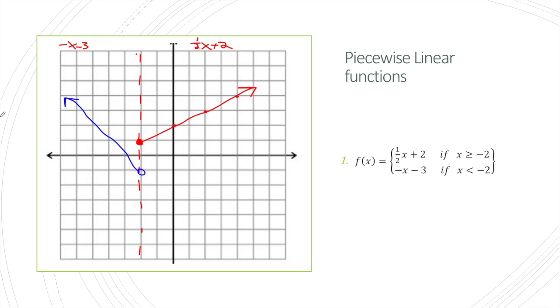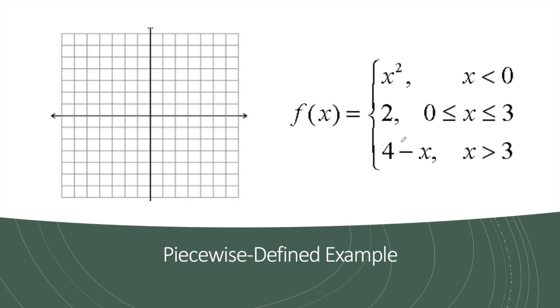This one was really nice. It broke my domain up into 2 chunks, okay? The next one is going to break our domain up into 3. So let's take a look at this. When x is less than 0, I have x squared. Okay, so on this interval, from when x is less than 0, here's where x is 0, over this section I have the function x squared.